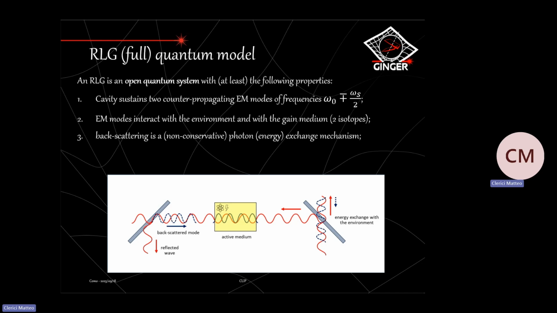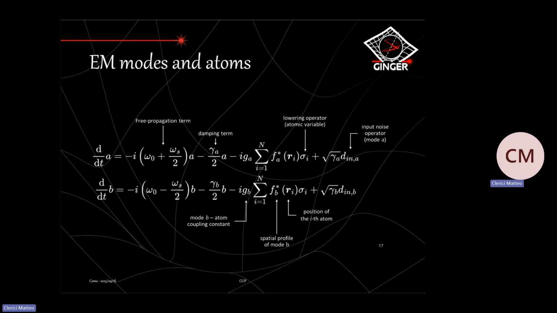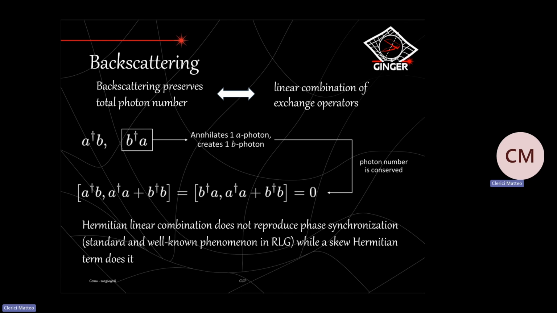And then you have a backscattering that is a non-conservative photon exchange mechanism. And then you have the laser power here. This is the free propagation term. These are the two modes, and you have free propagation, standard damping into the mirror, and then you have the atom part of the coupling to one of the modes and to the other mode, and then you have to add the backscattering.